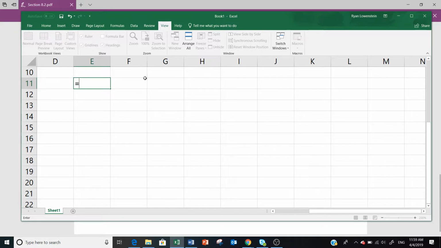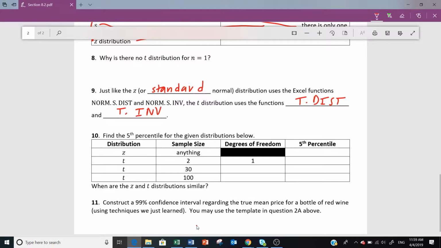How did we find the 5th percentile on the test? NORM.S.INV of 0.05, and that's it. We're done. Do we have to enter degrees of freedom for NORM.S? Did we ever enter degrees of freedom for NORM.S? No. So negative 1.64. That's the answer to this one, negative 1.64.